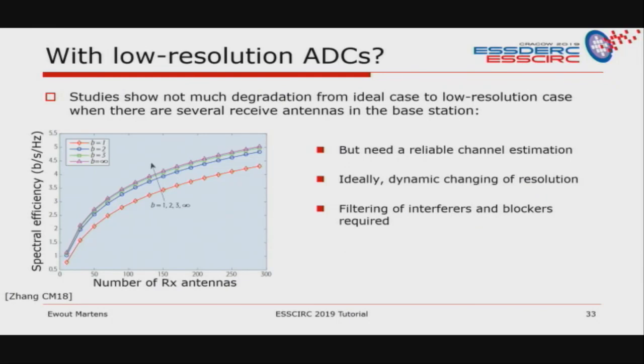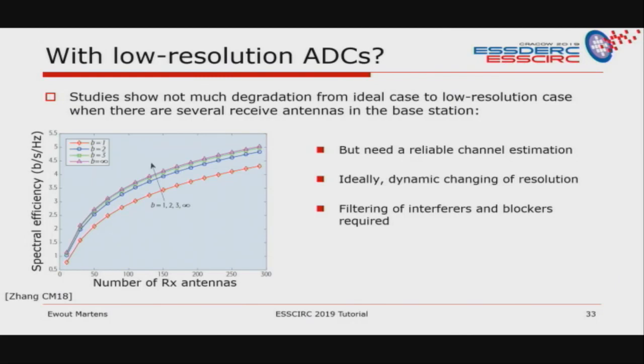Several groups have done some studies about that. We also did some studies about that. Here you see the spectral efficiency as a function of the number of receiver antennas for different quantization levels. The top curve is infinite quantization, and then you have 1, 2, 3 bits of quantization. And basically you see, well, 3 bits or something will do it.